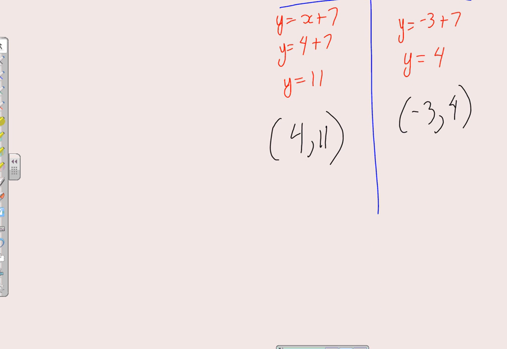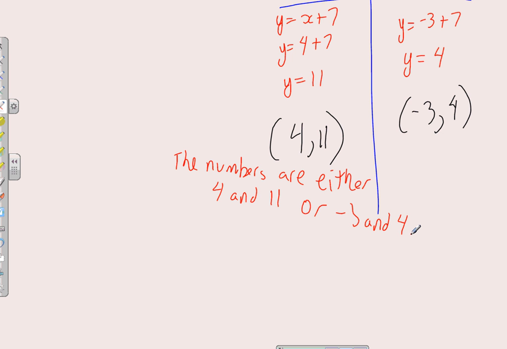So then what do these points of intersection actually mean? What it means is the numbers are either 4 and 11, or they're negative 3 and 4. Those are the two options that we could have, and it would still meet the criteria that the question gave right at the very beginning.